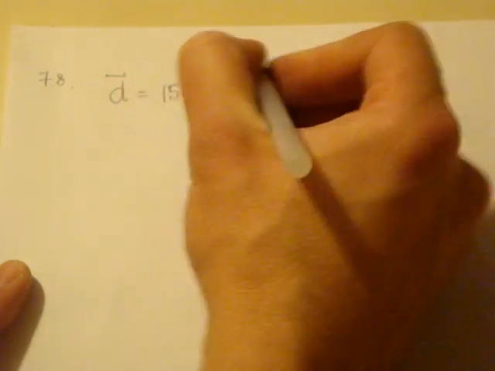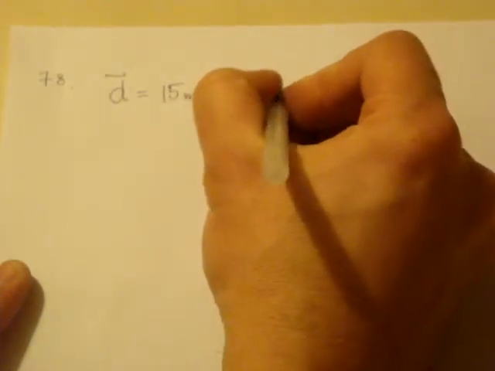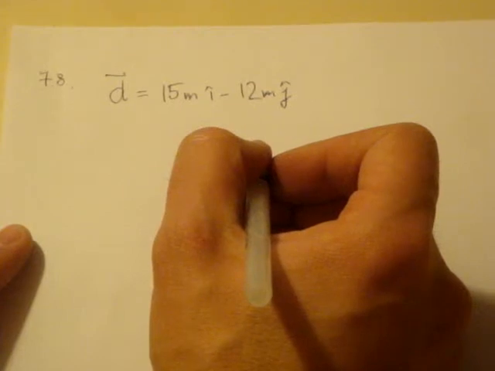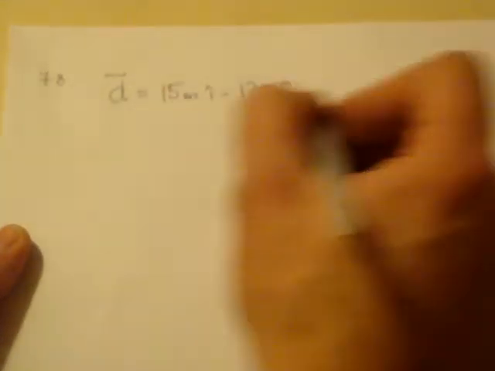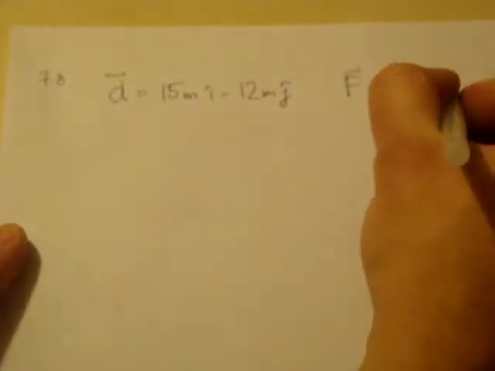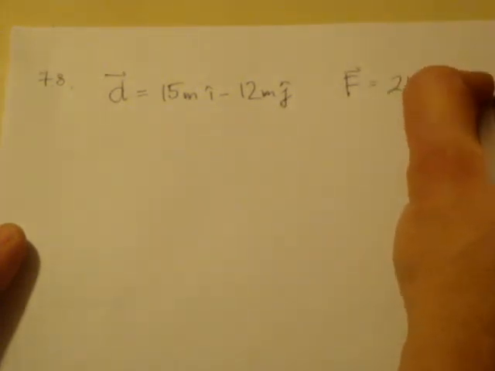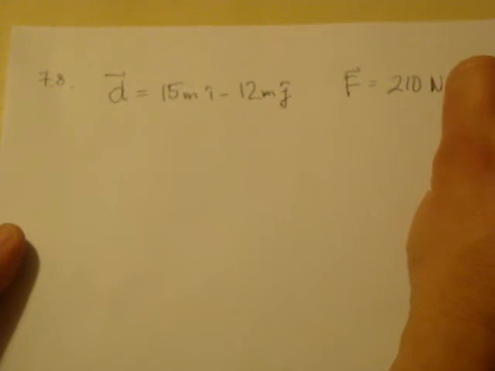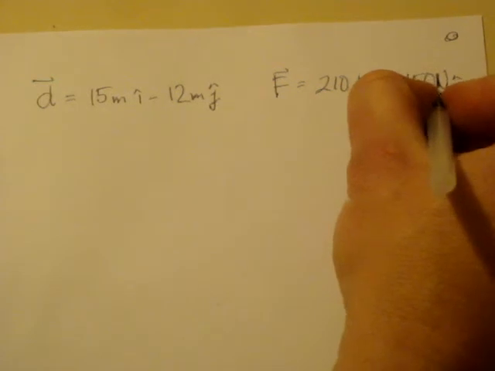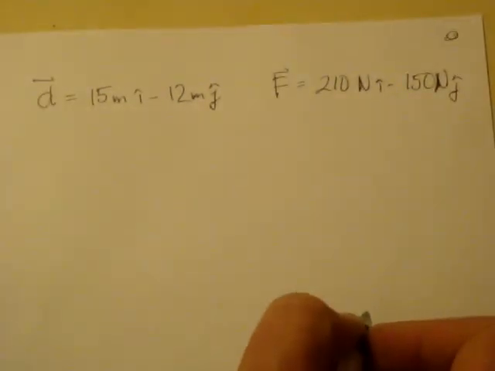It describes D, the displacement, as being equal to 15 meters in the I-hat direction minus 12 meters in the J-hat direction. And it says it's along a straight embankment by rushing water, which exerts a force of 210 newtons in the I-hat direction minus 150 newtons in the J-hat direction on the block. And the question asks, how much work does the force do on the block during the displacement?